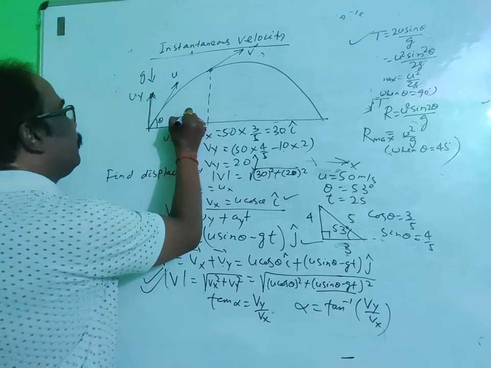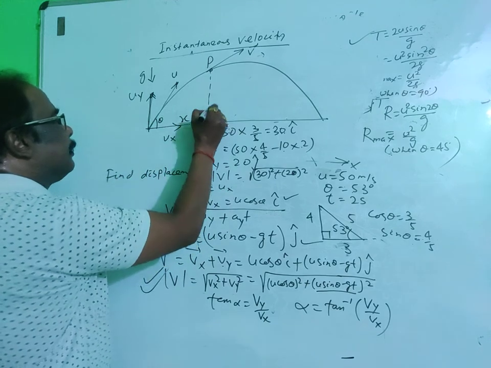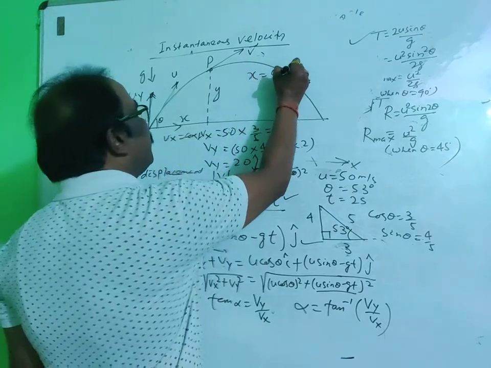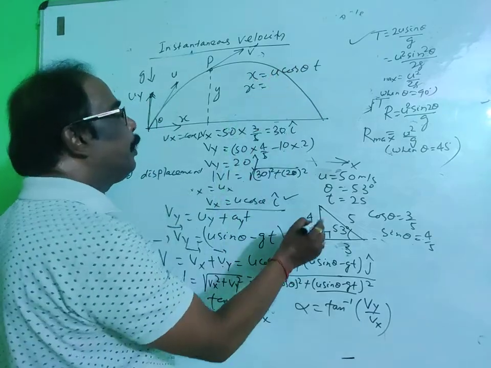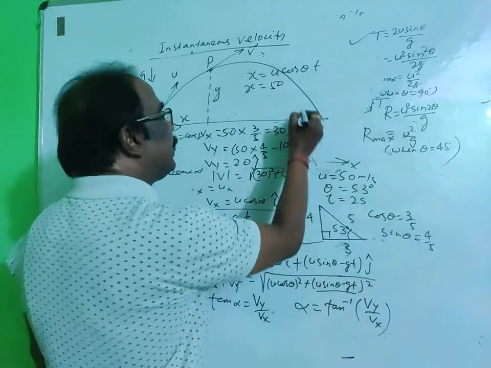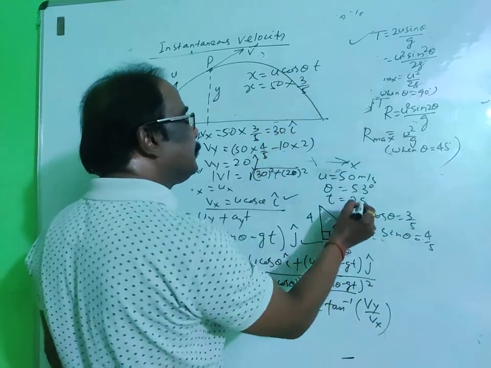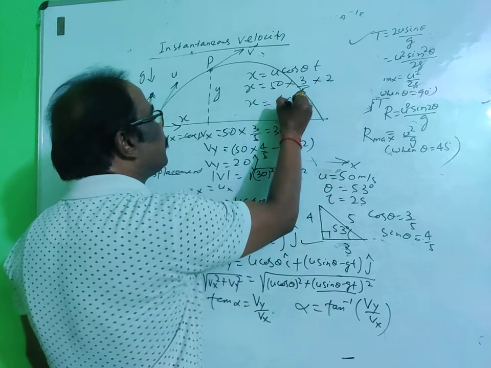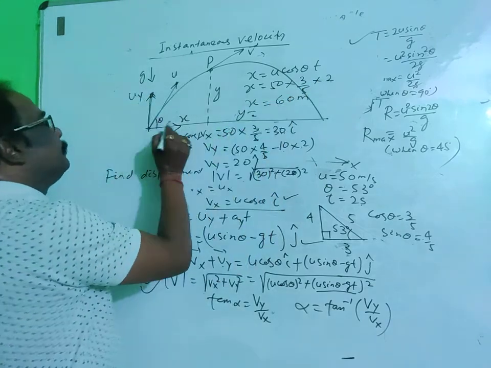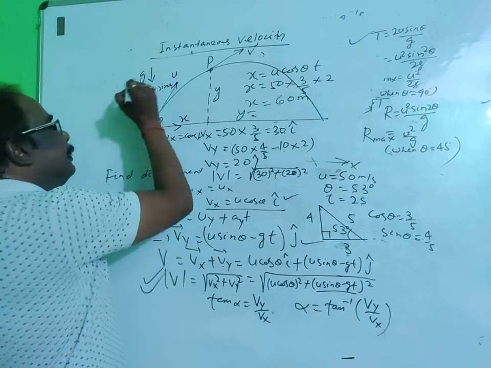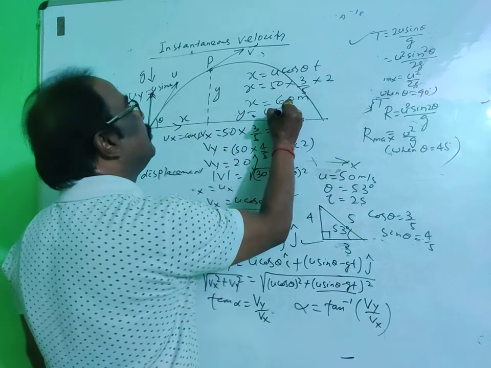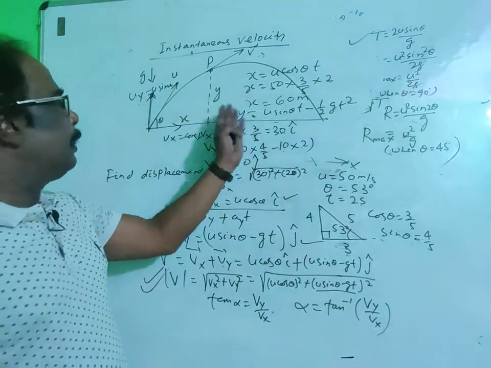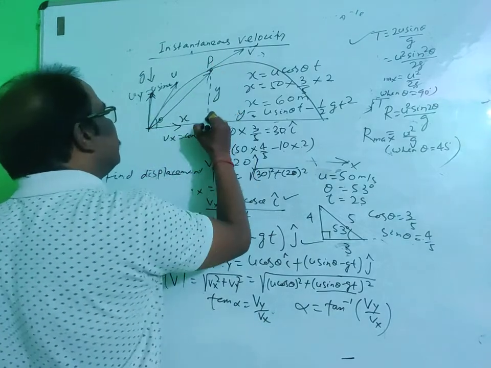Also it may be asked, find displacement. See, to reach this point, the body has covered a distance x along the x axis and a distance y along the y axis. Along x, velocity is constant, and x is equal to u cos theta into t. Then x is equal to u cos theta, u is 50, cos theta is 3 by 5, into time t is 2 seconds, then x is 10 into 3, 30, into 2, 60 meters. Then y along this: u sin theta, acceleration is minus g, s is equal to ut, u sin theta into t minus half gt square. Put all the required values, x and y, and this is the displacement, this is x, this is y.